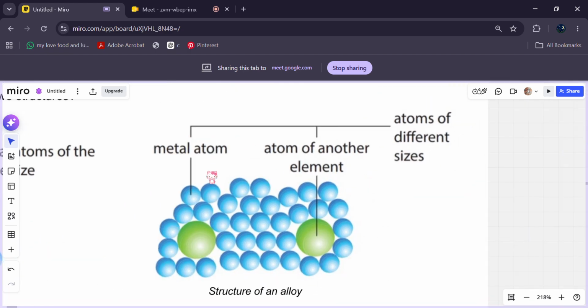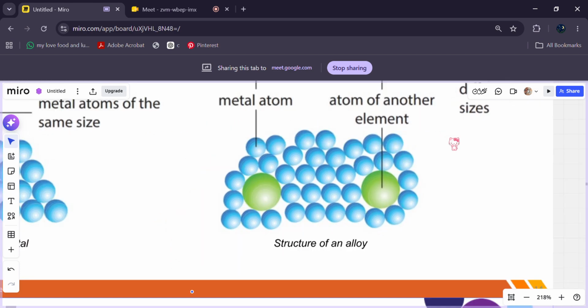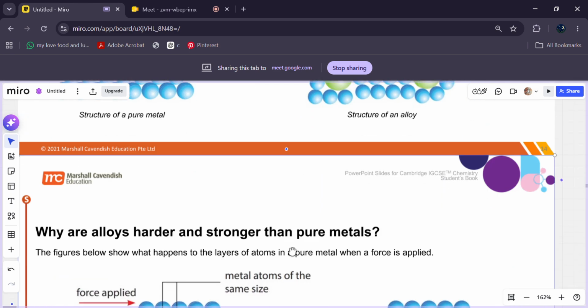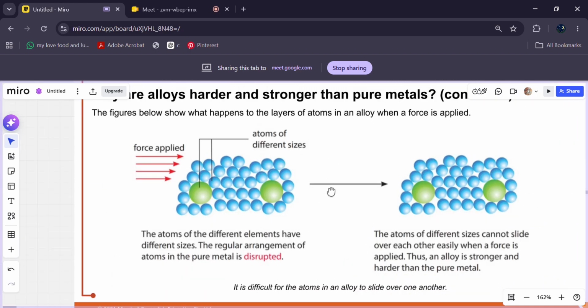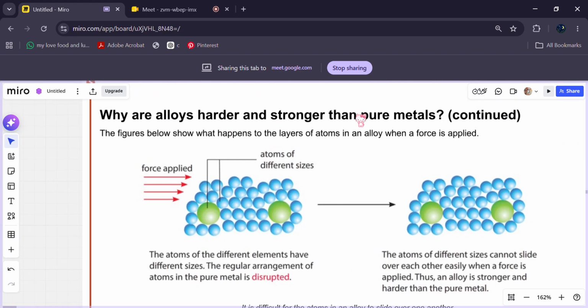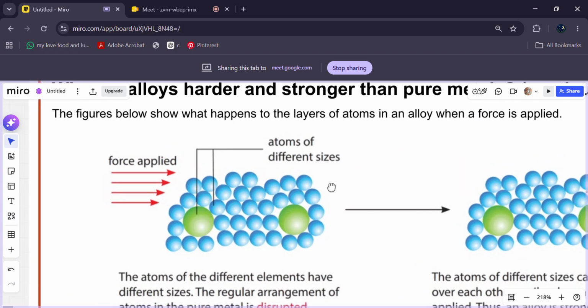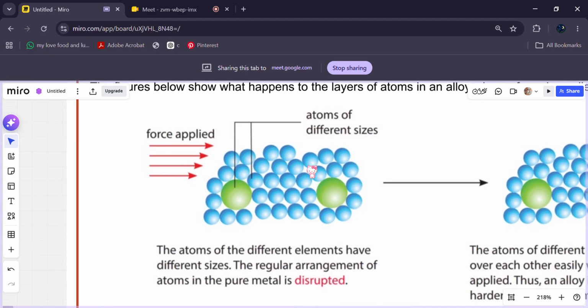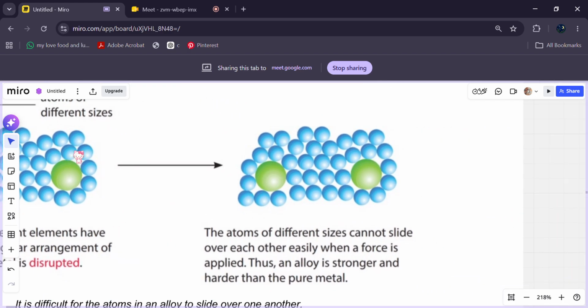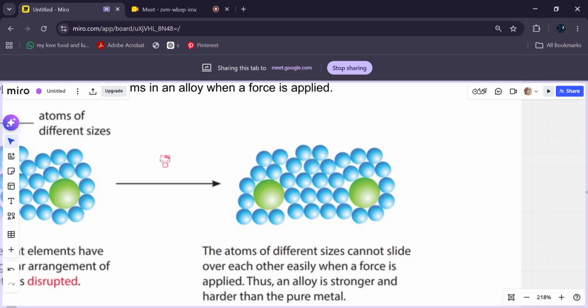Now, when you mix a metal with a different atom, the atoms come in different sizes. So when you mix in an atom of another element with a metal atom, you get a stronger and harder solid. Because when force is applied, the atoms of different sizes cannot slide over each other. So when force is applied, it cannot bend or get shaped easily. So thus, alloy is stronger and harder than pure metal.